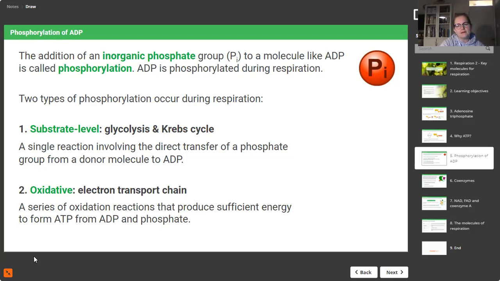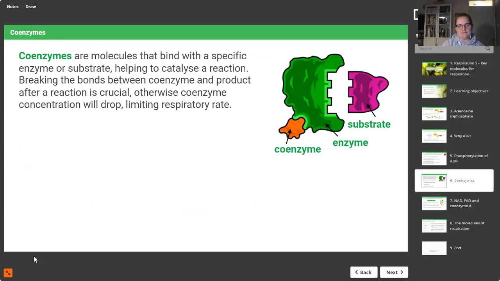Something that we would have talked about a little bit in the past when we've talked about enzymes is a coenzyme. So if we think back, enzymes are a biological catalyst. They speed up the rate of reactions. We have an active site that's got a specific shape to a substrate. Now, a coenzyme, as you can see in this image here with that little orange part attached to the enzyme, is a molecule that's able to bind with a specific enzyme or substrate. If we think back to when we've talked about enzymes before, I'm happy to recap this in the future if we want a bit of a recap.